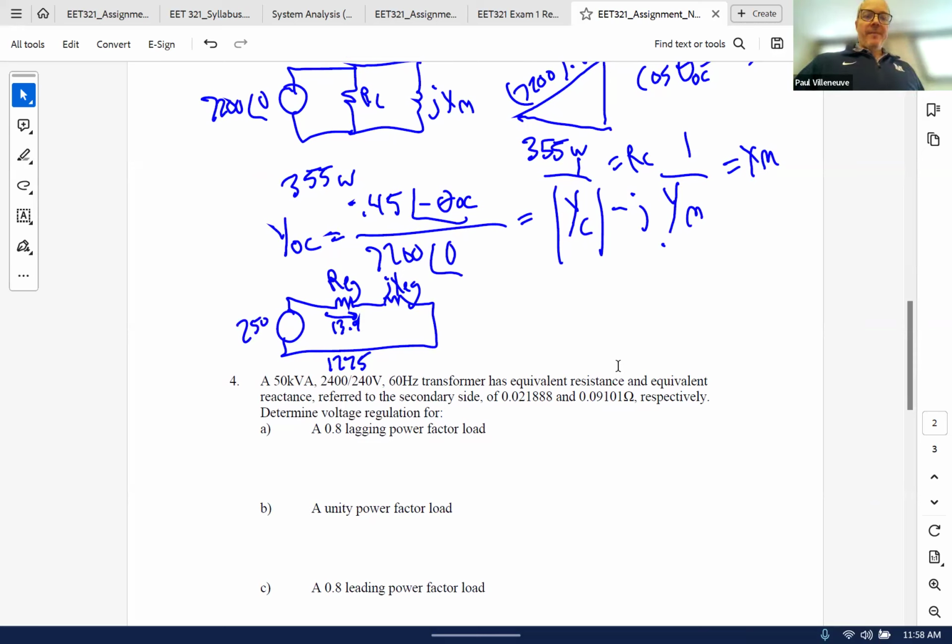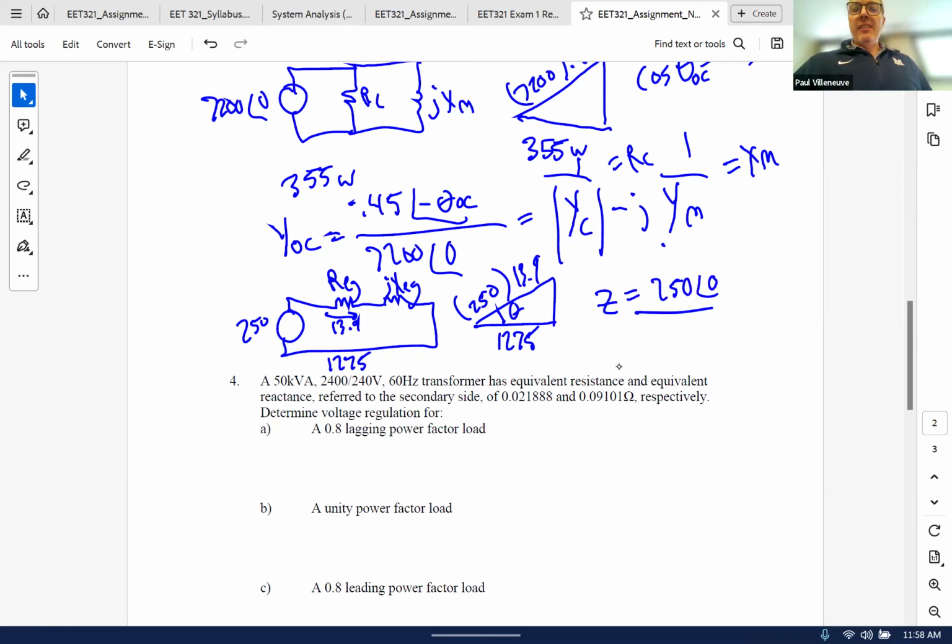So now I'm going to go ahead and do the power triangle again. 1275, 250 times 13.9. That gives me theta. So now my Z is 250 at an angle of 0 divided by 13.9 at an angle of minus theta short circuit. And that's equal to R equivalent plus jX equivalent.